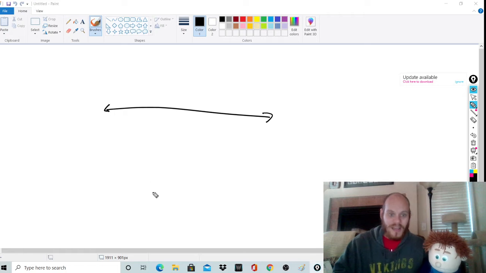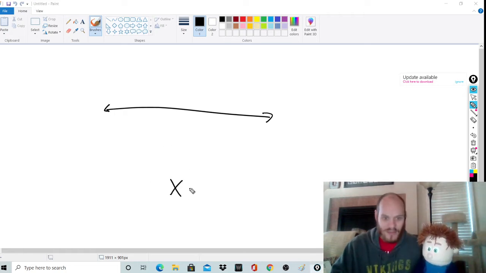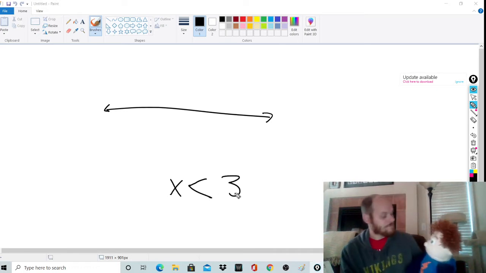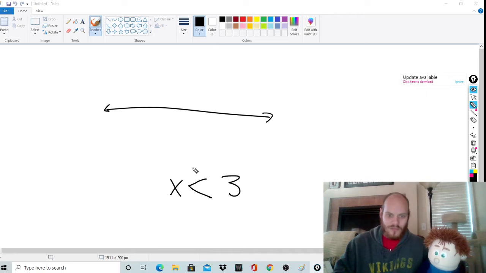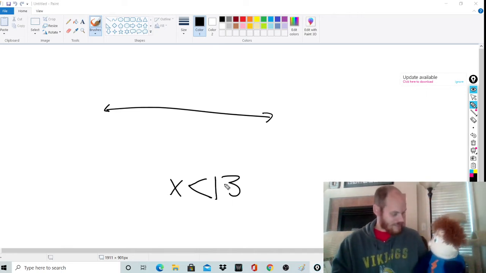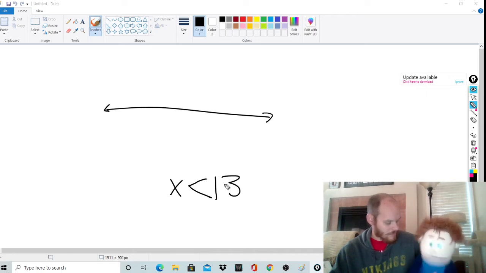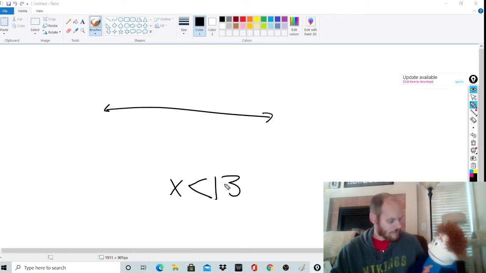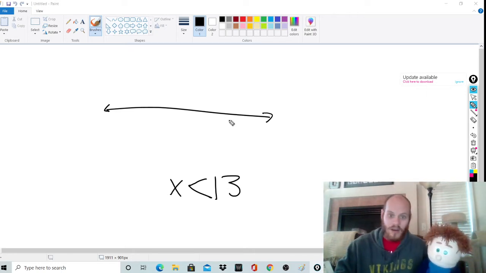Usually when you're graphing, you have a number line. So, for example, we found out that x is less than 13. Give me an example of a number that would work. 10 would work. 0. All of those are great.